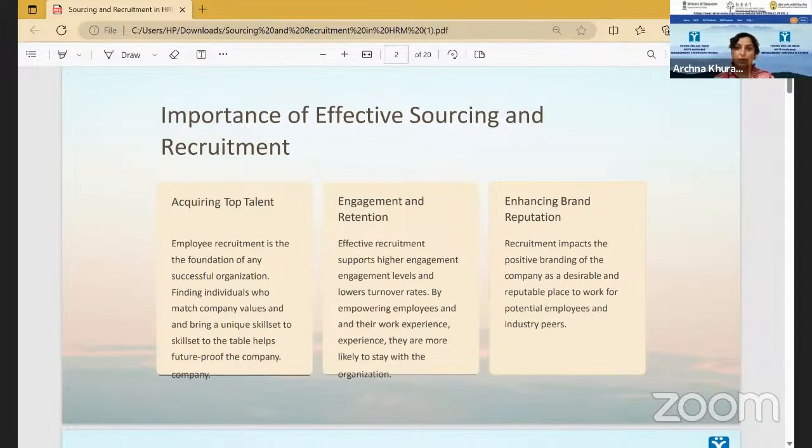Also, a lot of times it talks about the positivity of the organization. Many people will go and search for that organization even if there is no direct job being posted for them. Still they go and really look into all these posts. So it really affects the brand reputation of an organization directly.